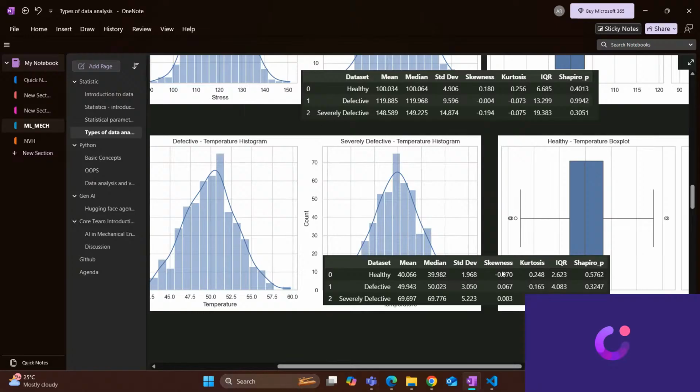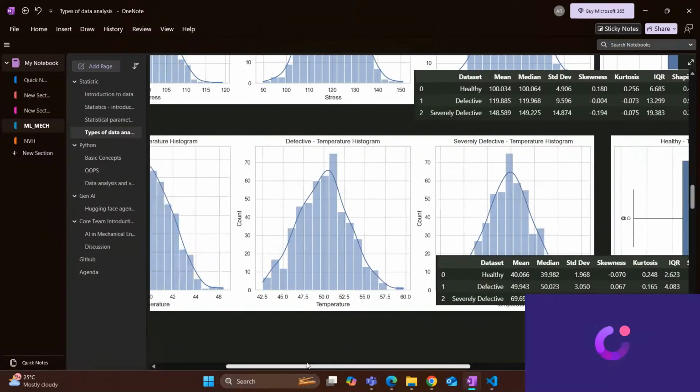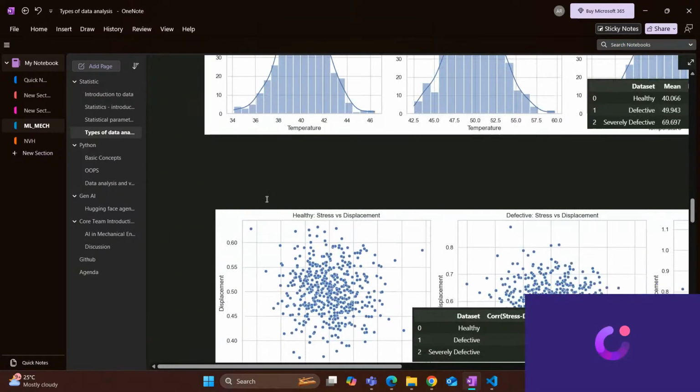So these values you'll have to analyze: why it is negative, why it is positive, and all that. We can have a next session where we analyze in depth what negative skewness means, what positive kurtosis means, or negative kurtosis means. We can take an example and try to understand that still better if you have any doubts.